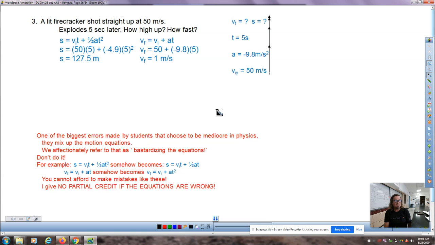One of the biggest mistakes I see by mediocre physics students is bastardizing the motion equations. Don't do it. Don't make mistakes with the motion equations. I won't give you any partial credit if you make mistakes in the motion equations. You have an equation sheet. You are the smartest students on campus. There's no excuse. If you're making mistakes like this, what are we going to say about general society? Somebody in society has to do things perfectly, and that's what you are gifted with. It's a blessing and a curse. Don't make a mistake on these, okay?